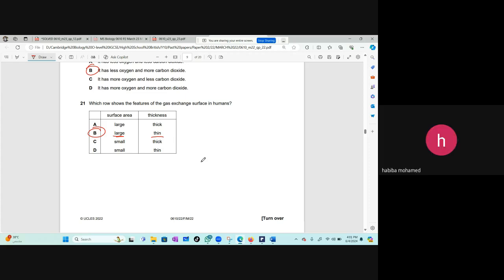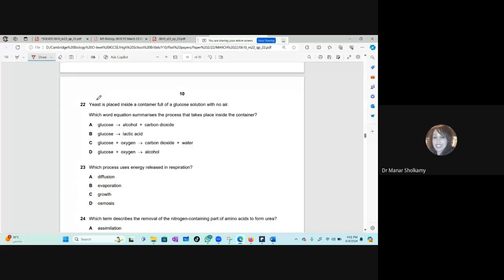Thin, of course, for faster diffusion. So it's B. Yes, 22. Yeast is placed inside a container full of a glucose solution with no air. No air means the yeast will respire aerobically or anaerobically? Anaerobically.